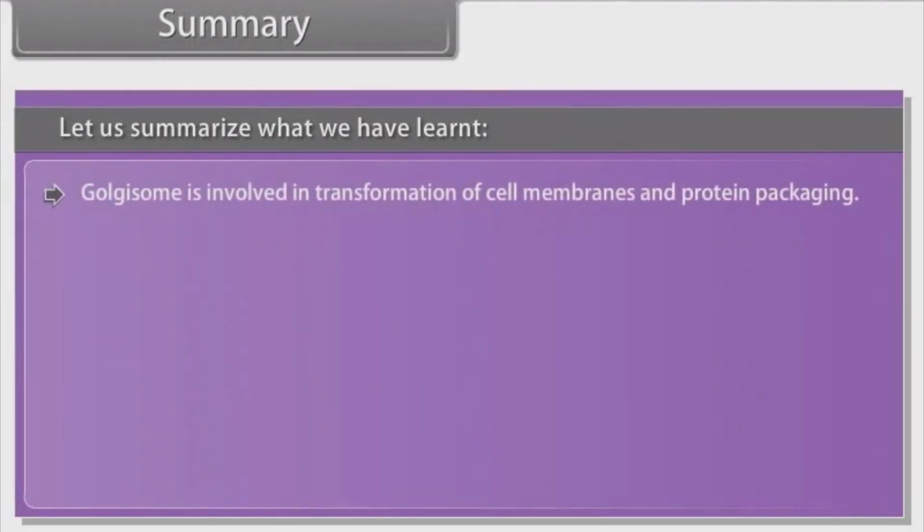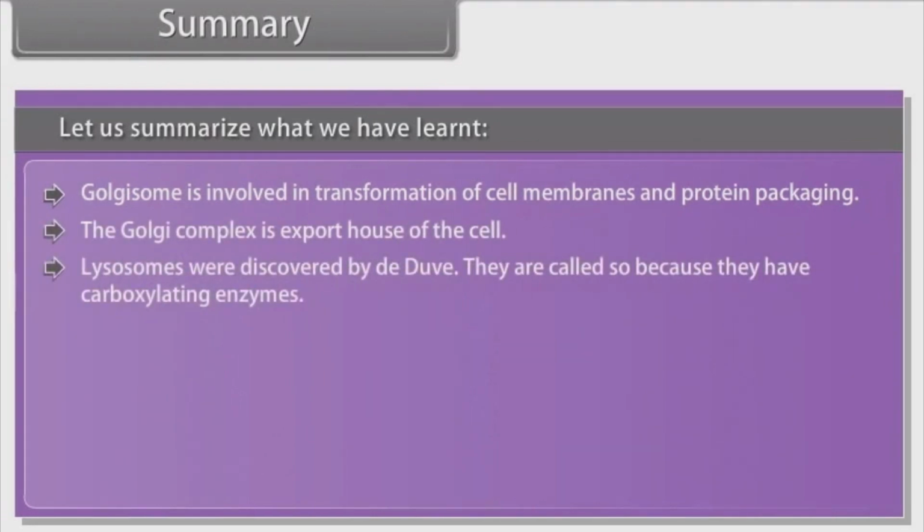Golgi complex is involved in transformation of cell membranes and protein packaging. The Golgi complex is the export house of the cell. Lysosomes were discovered by De Duve. They are called so because they have lytic enzymes. Lysosomes are formed from Golgi bodies.